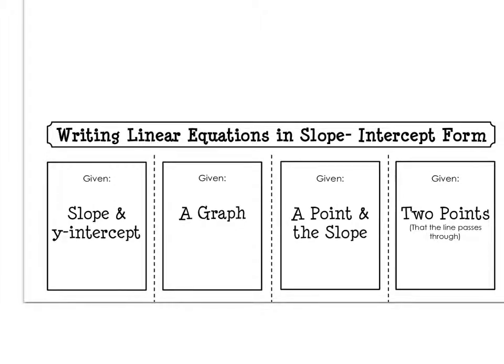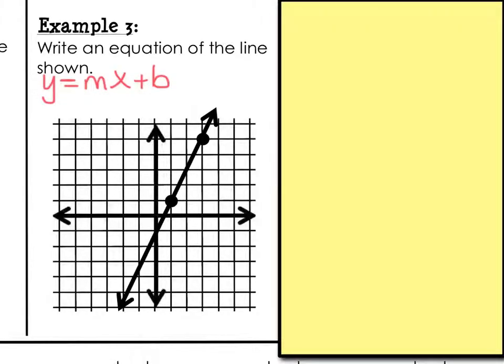Our next flap is writing a linear equation in slope-intercept form if we were given a graph. So we're going to open up flap number 2 and record the information for those examples. Okay, so now we have to write an equation of a line given a graph. So we're still going to use our slope-intercept form, y equals mx plus b, but this time we have a graph. So from the graph, we'll have to find our slope and our b, which is our y-intercept. But we've seen how to do that before.